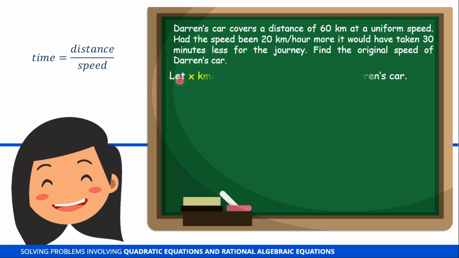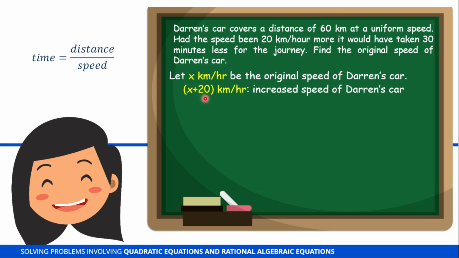And i-represent muna natin yung original speed of Darren's car, okay, into x kilometers per hour. And yung increased speed naman, since nakalagay dito, had the speed been 20 kilometers per hour more, magiging x plus 20 kilometers per hour yung ating increased speed. After that, alamin natin yung travel time gamit yung original speed and yung time of travel gamit yung increased speed. So, the time, ito ang gagamitin natin, okay?